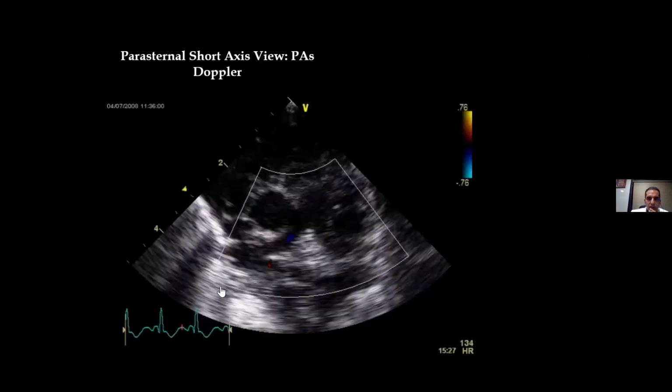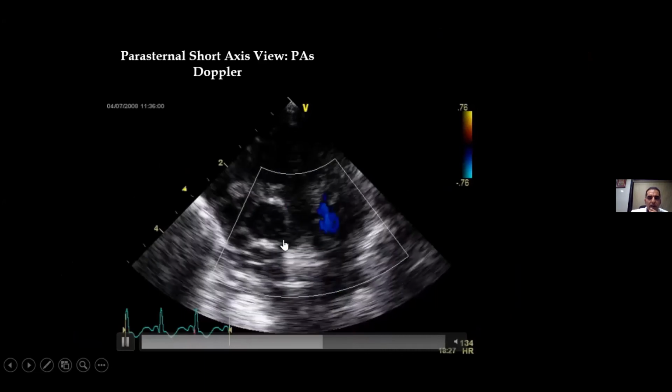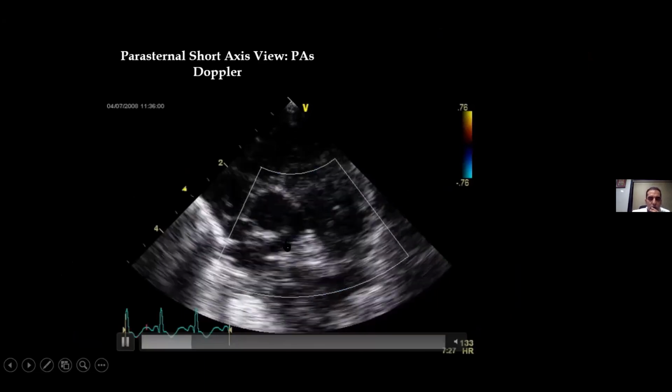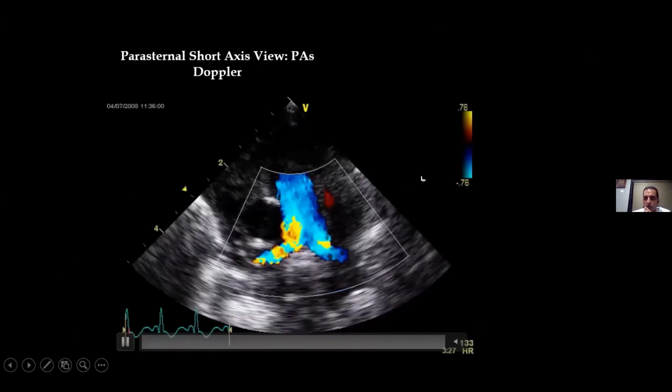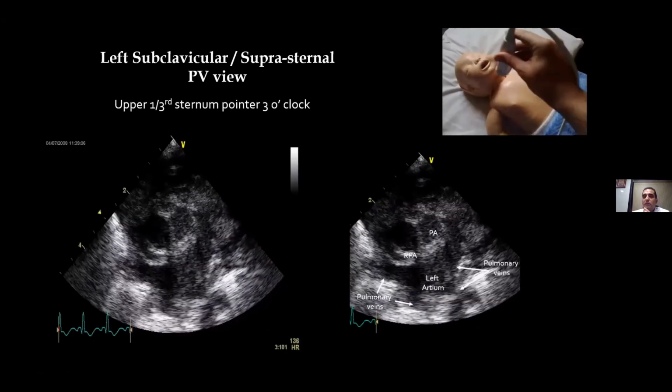You put on the color, so you can do the Dopplers of MPA, LPA, and RPA. Individually, different branches' Dopplers you can do, and you can do the Doppler of the pulmonary artery in this view. Hence, you can rule out pulmonary stenosis and pulmonary regurgitation also.